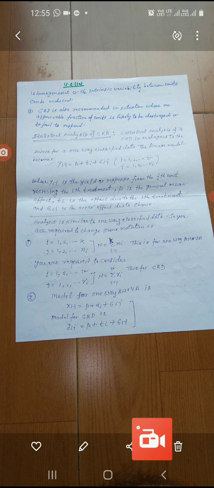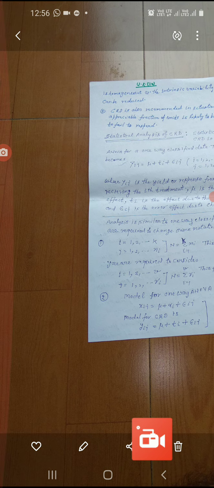And the model for one-way ANOVA is Xij is equal to mu plus alpha i plus epsilon ij, and the model for CRD we have discussed is Yij is equal to mu plus Ti plus epsilon ij. So write down the analysis of one-way, and that will be for the CRD analysis.